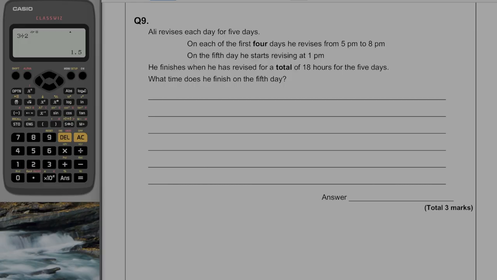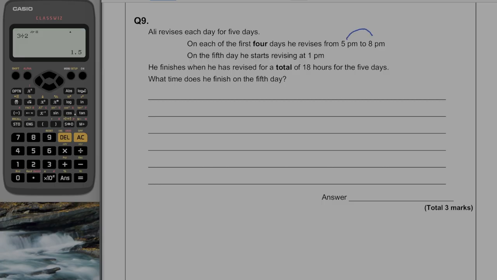Question 9. Ali revises each day for 5 days. On each of the first 4 days, he revises from 5 p.m. till 8 p.m. On the 5th day, he starts revising at 1 p.m. He finishes when he has revised for a total of 18 hours for the 5 days. What time does he finish on the 5th day?